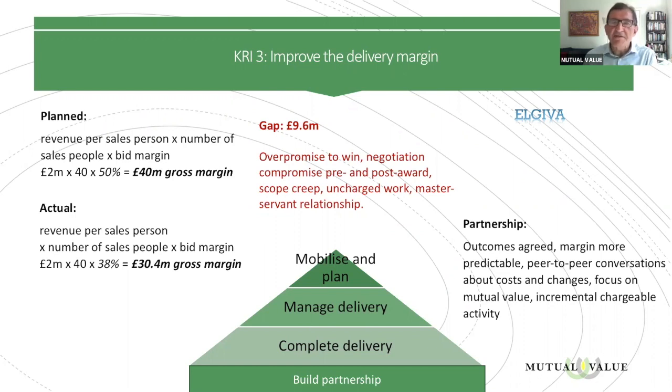So the goal at the end of the path, if you like, is this stuff, which is that the margins are accepted. They're agreed, the outcomes are agreed. It's more predictable. And underpinning this, as opposed to the master-servant relationship that Kevin described earlier, is the mutual value relationship, the sense that on both sides, we both need to derive value from this activity that we're doing together.